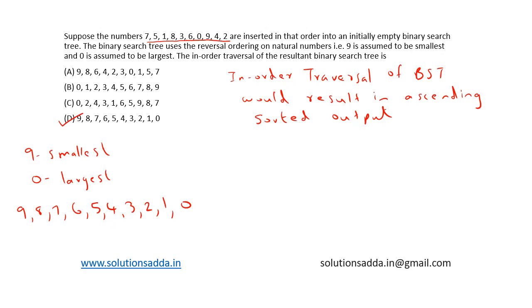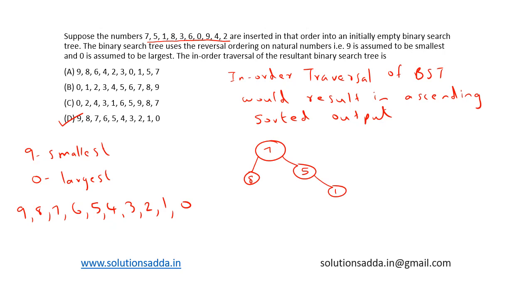Now we can do this in another method, that is to draw the binary search tree and then perform the in-order traversal. Let's try that method also. Here 7 is the root. Next we have 5. As it's the reversal order, 7 is less than 5, so 5 will be here. Next is 1. 1 would be here. Next is 8. 8 would come here as it is less than 7 based on the question.